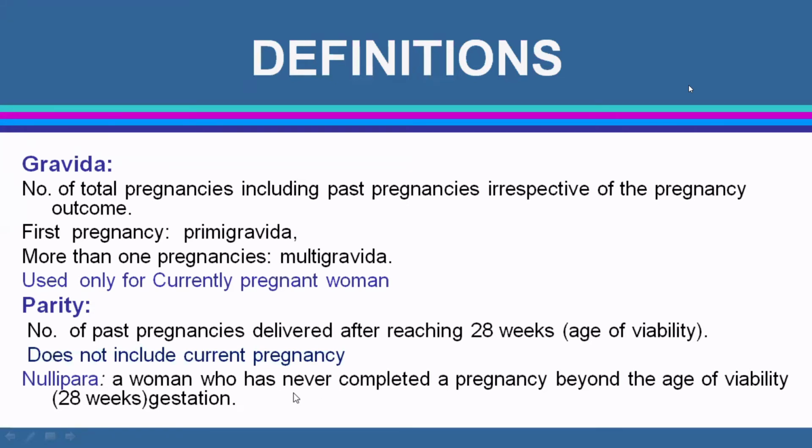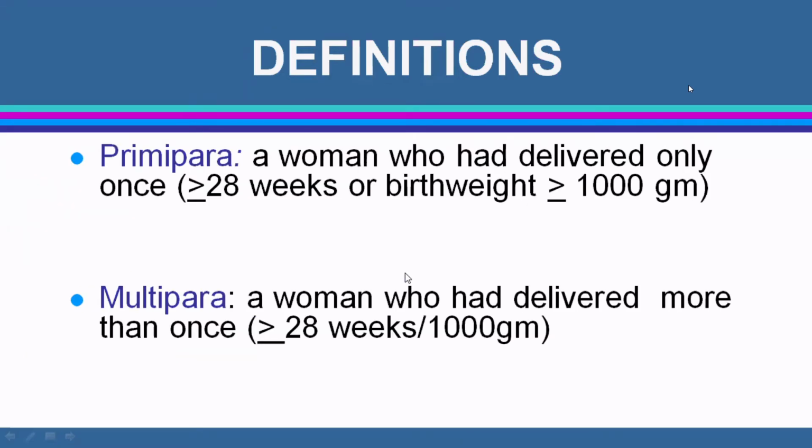Nullipara means a woman who has never completed a pregnancy beyond the age of viability. Okay, she is a nullipara. Primipara means a woman who has delivered only once, that is more than 28 weeks, or birth weight more than 1000 gram. It is the same for all. And multipara means a woman who has delivered more than once. These are the terms very commonly used every day in gynecology and obstetrics.